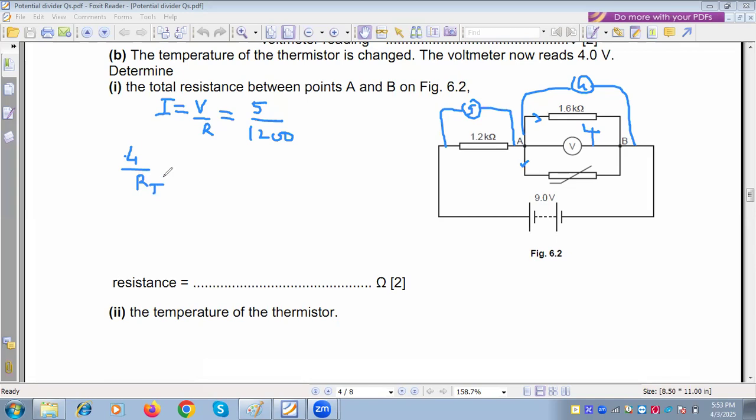Our total between, what is 4? We can apply this voltage and resistance ratio, V1 over R1 equals V2 over R2. So suppose this is V1, 1.6 kilo ohm, and a thermistor in parallel. The total resistance is RT and the potential difference is 4 volt.